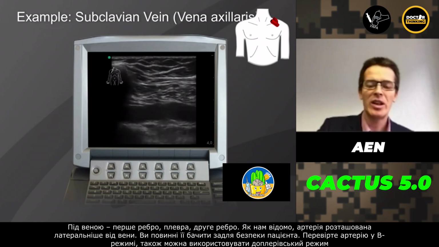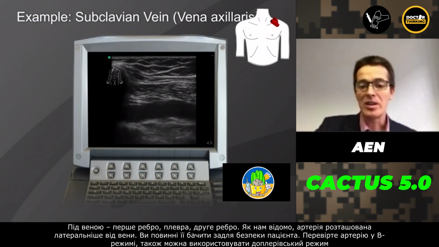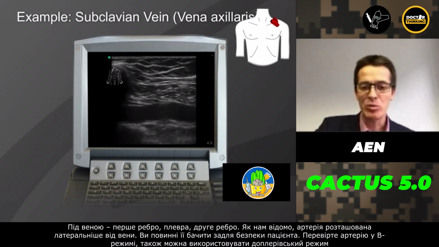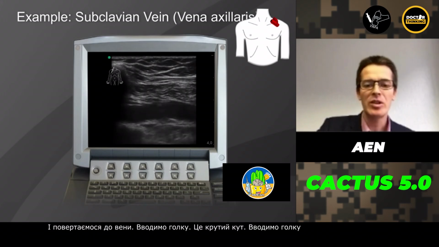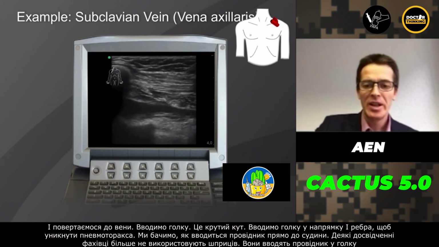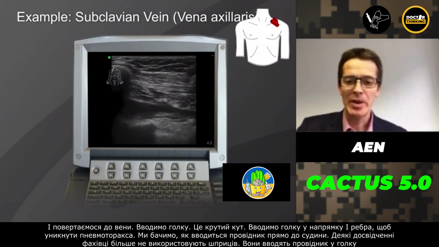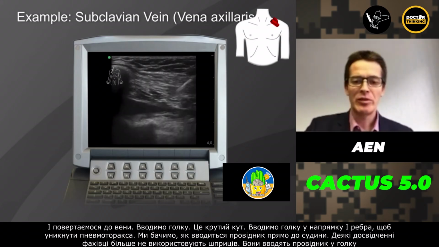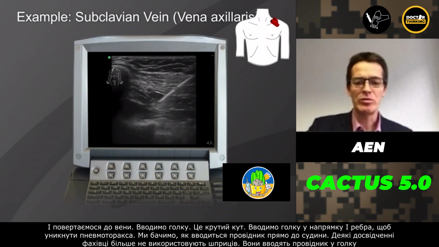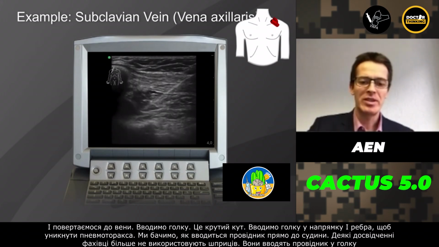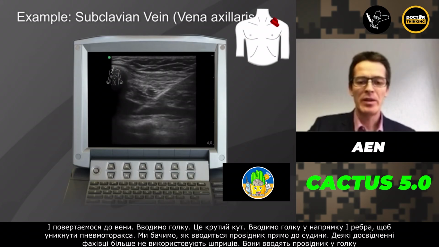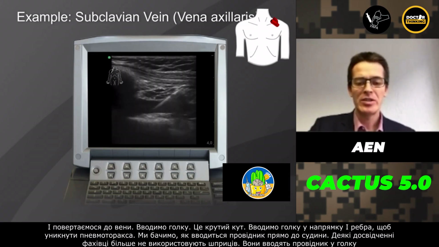Check the artery, and in bad scanning conditions, we also may place the pulse wave Doppler inside here and go back to the vein. Take an ultrasound needle because it's a steep angle, and the direction of the needle is towards the first rib as an additional safety feature, not to cause a pneumothorax. And here again you can see how the guide wire is placed directly into the vessel.